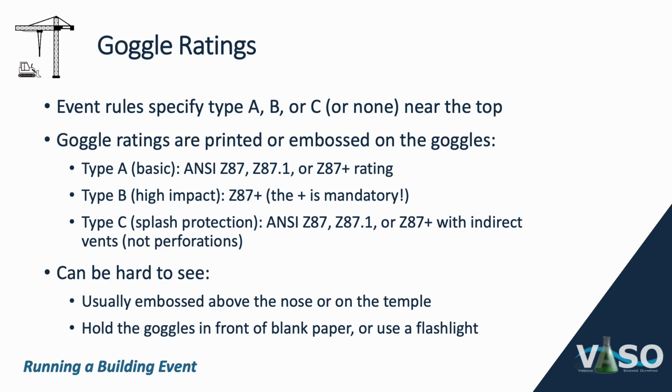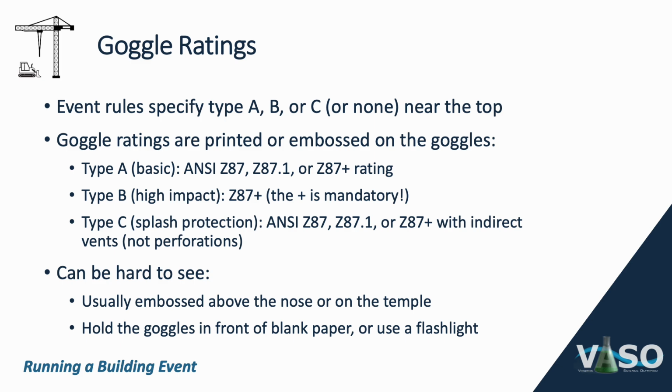Most building events don't have these. These are more common in chemistry, but some building events do. So these have any one of those Z ratings with indirect vents, not perforations, but indirect vents. If you're not sure what that means, ask at the tournament and somebody can show you. Lots of people know that difference.